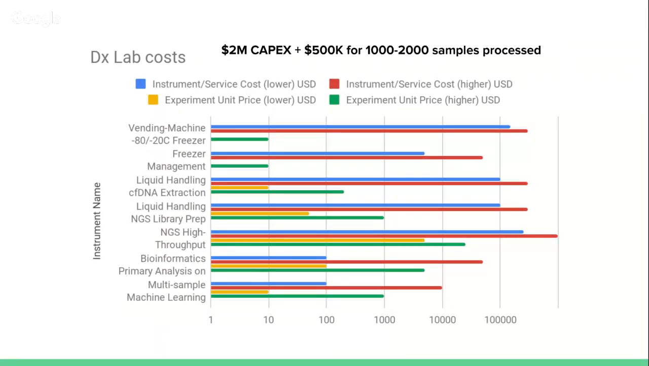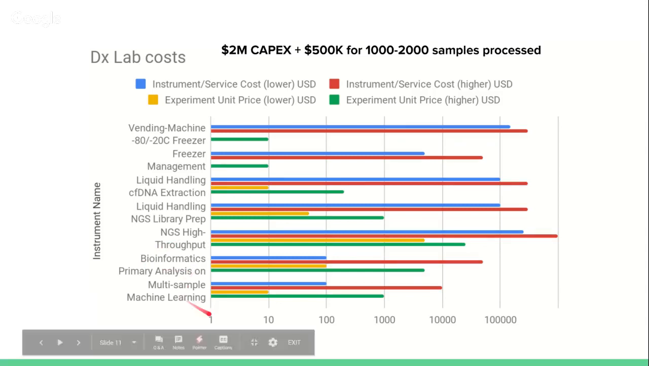And so these new players coming to the fore of NGS are opening up new avenues for people wanting to set up labs with a lower CapEx, because the CapEx of this sequencer plus a couple of liquid handlers for cfDNA extraction and library prep will already put you at $1.5 million. The vending machine freezer can be another $200,000. Everything else, the software for freezer management, primary analysis, multisample, is not really that CapEx heavy.